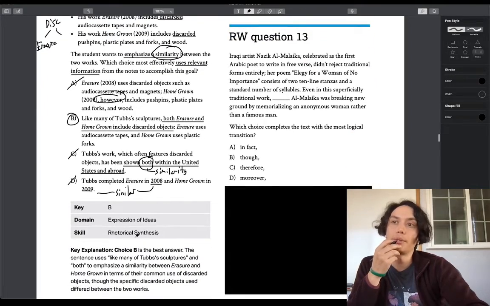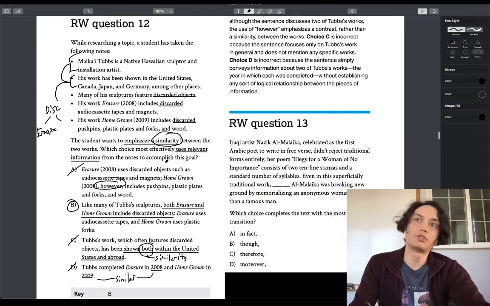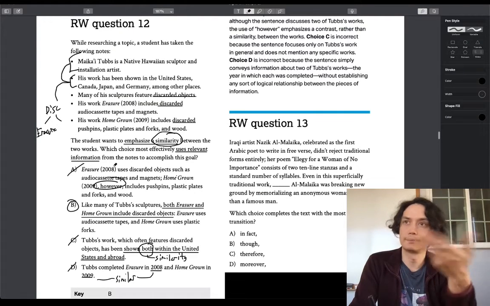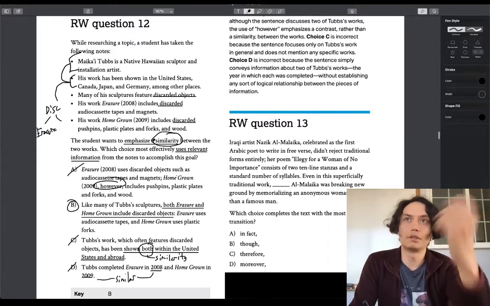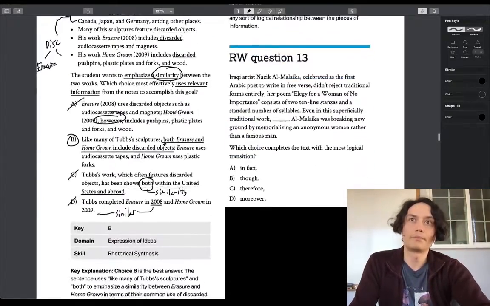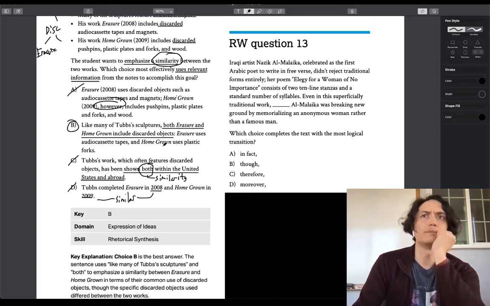I actually like this quite a bit. Rhetorical synthesis. That's good. Seems really easy to teach too. There are really clear mile markers. You need to do this thing using relevant information. Yeah. All right. I like it.